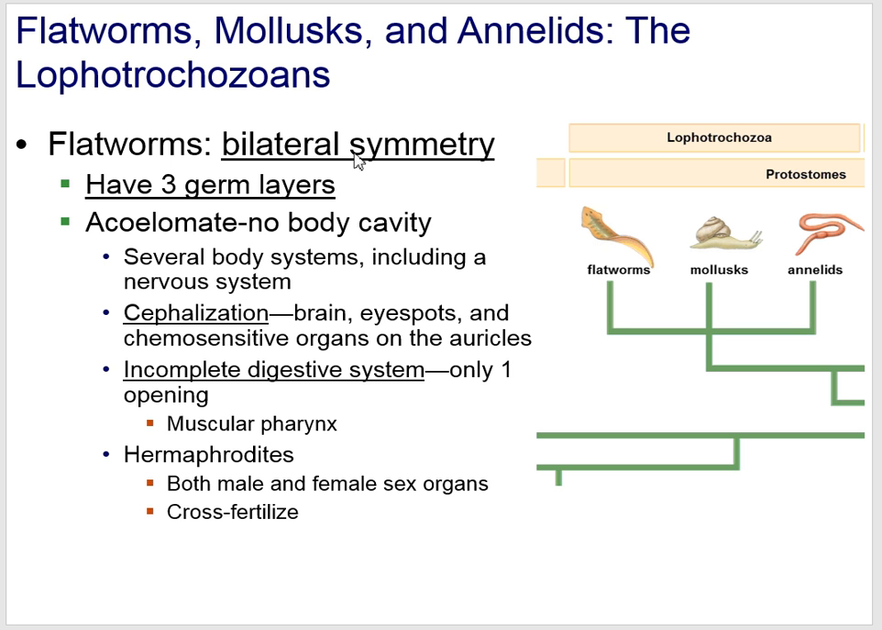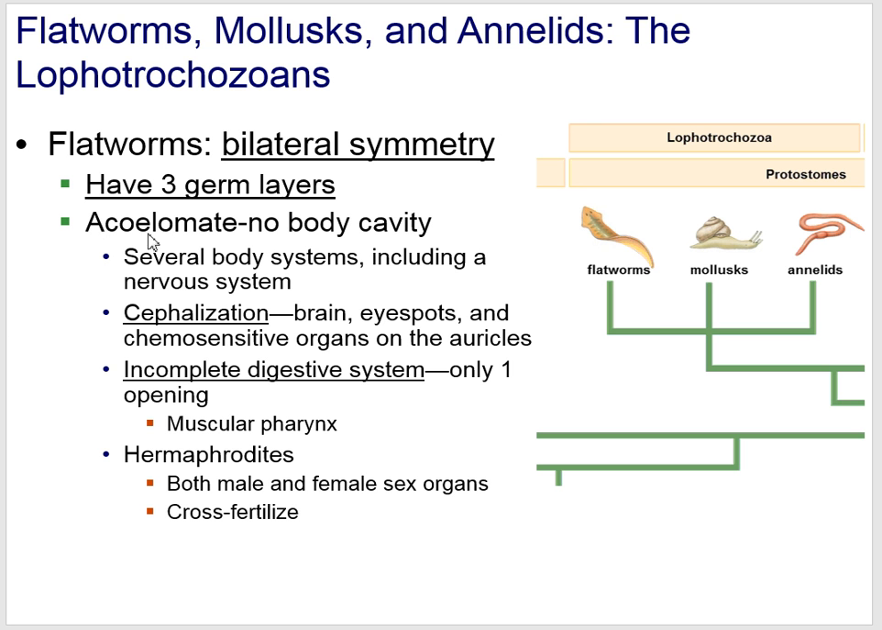So flatworms are creatures with bilateral symmetry. This is something new. The previous creatures that we've seen had radial symmetry. Flatworms have an actual right and left side. They have a front, or a head end. Cephalization is the term that we use for that. And in that head end, we actually have a brain and eyes, as well as a mouth.